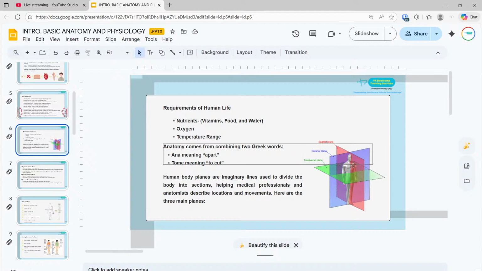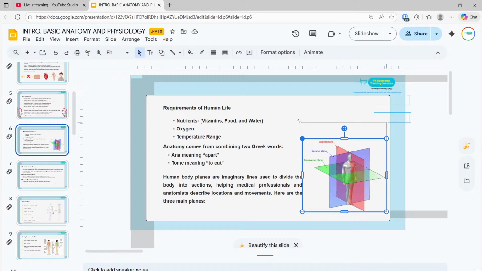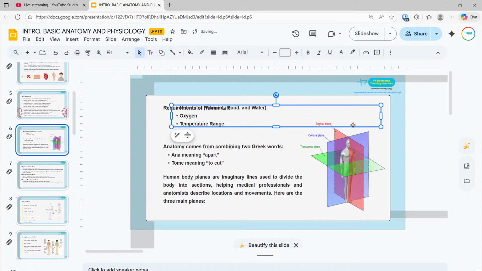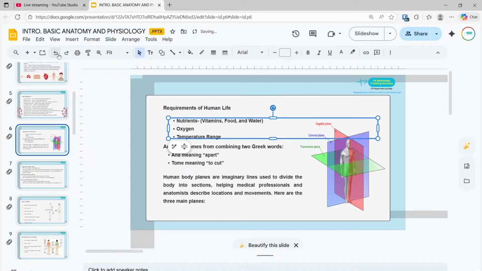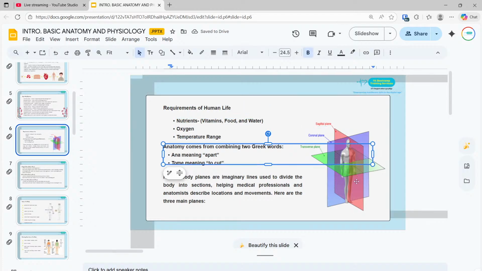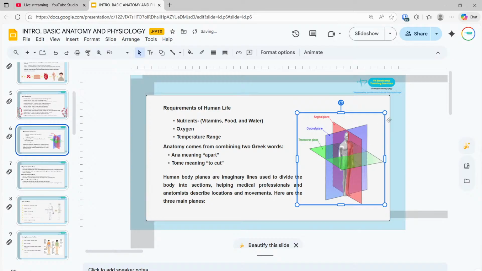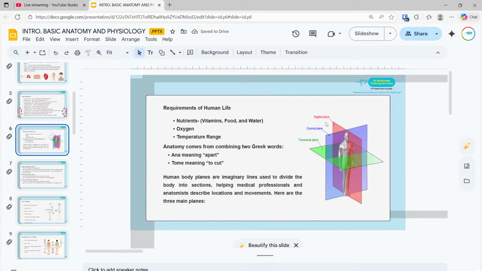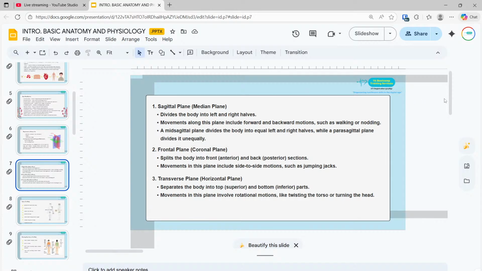Okay, so if you can see here on the sample, I will make this bigger. I hope you can see this. Okay, so we have here the transverse plane, coronal plane, and sagittal plane. Okay, transverse, coronal, and sagittal. All right, let's describe those three planes.